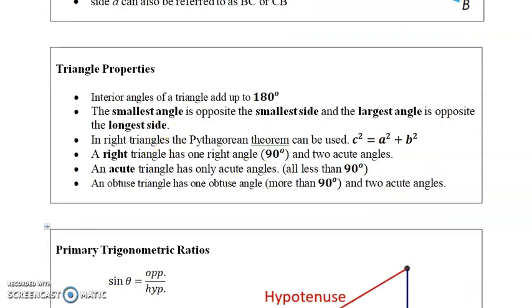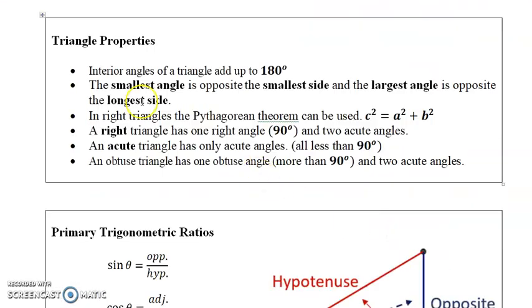Some of the triangle properties that we should recall: the interior angles all add up to 180. We talked about that in the last chapter. The smallest angle is opposite the smallest side, and the largest angle is opposite the largest side. The bigger the angle, the larger the side, obviously. In right triangles, the Pythagorean theorem can be used. So anytime you have that and you need another side, you can use c squared equals a squared plus b squared. A right triangle has one right angle, 90 degrees, and two acute angles.